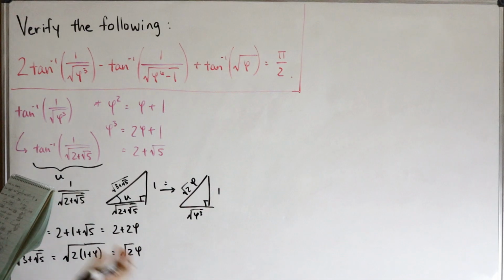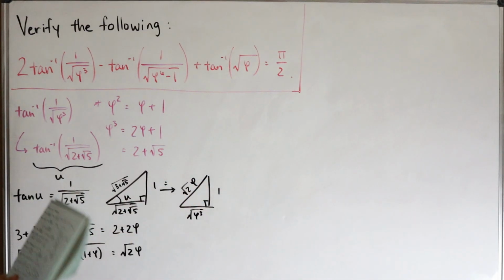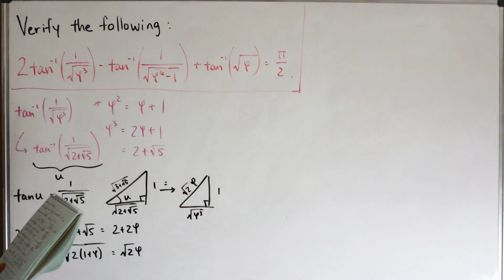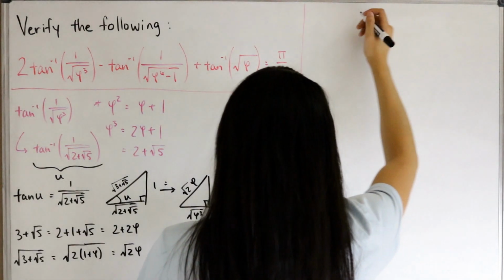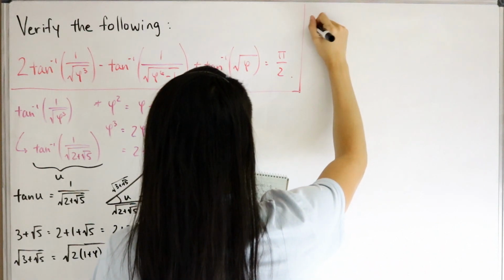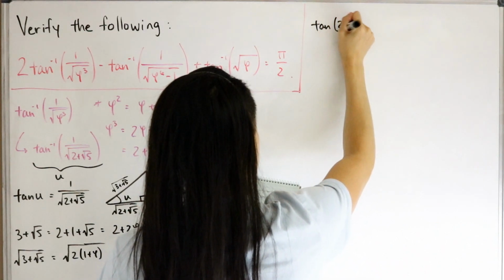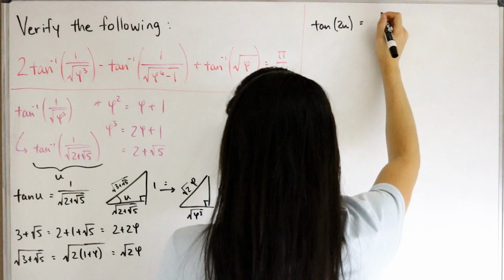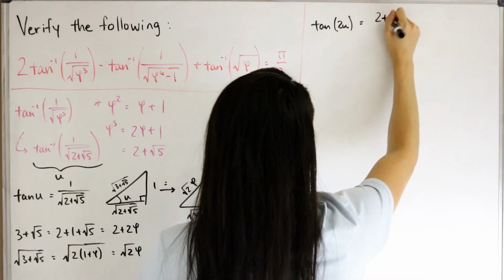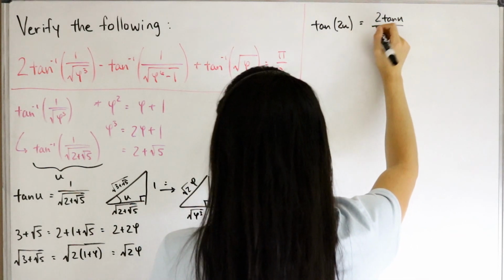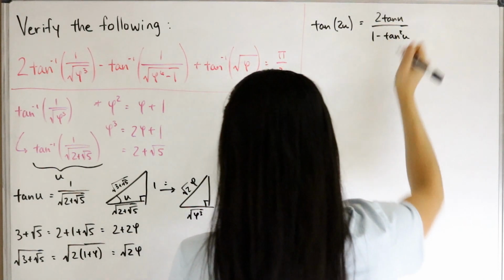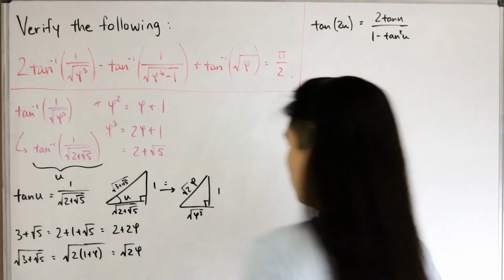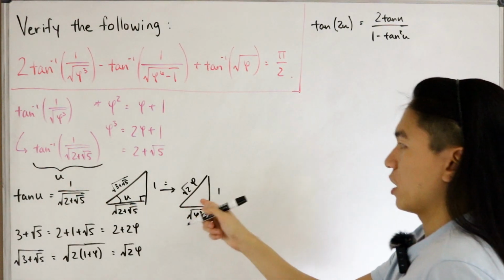And so with this in mind, this is great, and I mentioned that this is where we'll be utilizing the double angle identity for the tangent function. So I'm going to write this over here. We have tangent of 2 times u. We know that this is simply written as 2 times tangent of u, divided by 1 subtract tangent squared of u.